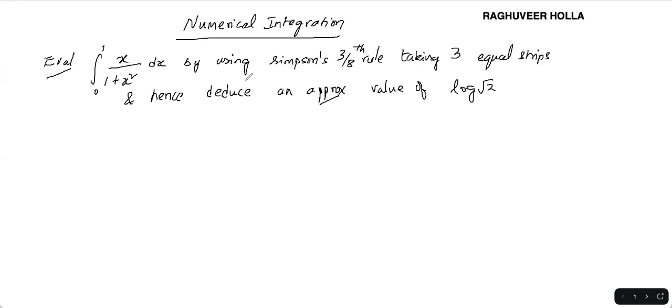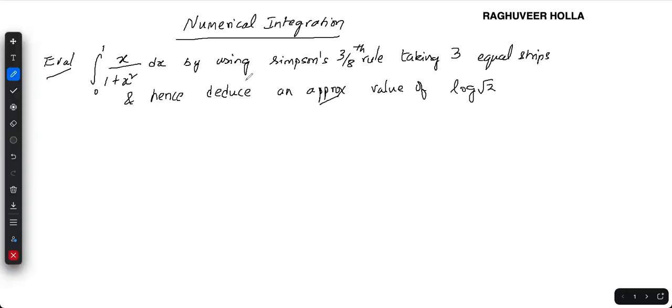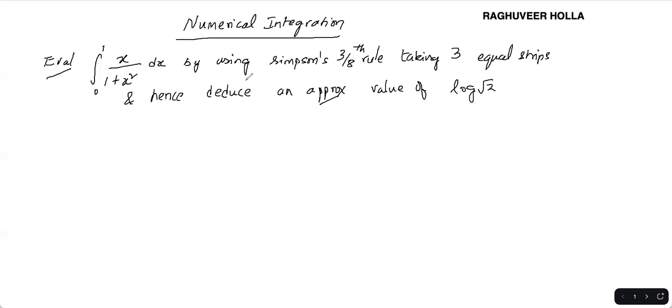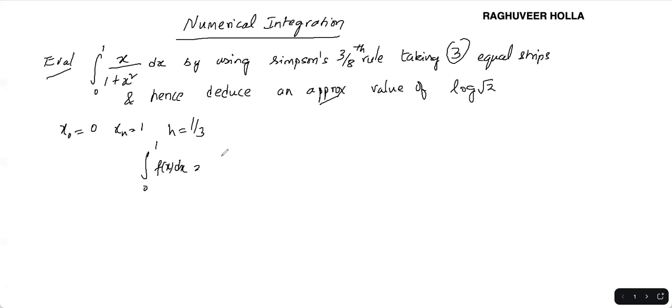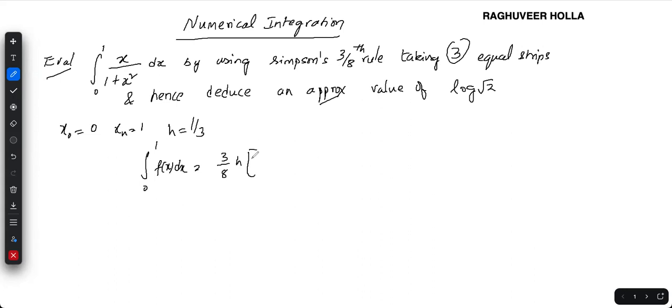Let us have a look at another problem where we are going to evaluate the integration from 0 to 1 of x by 1 plus x squared dx. Let's solve this into 3 equal parts. So your x naught is 0, xn is 1. So h will be one third. The formula is 3/8 of h.